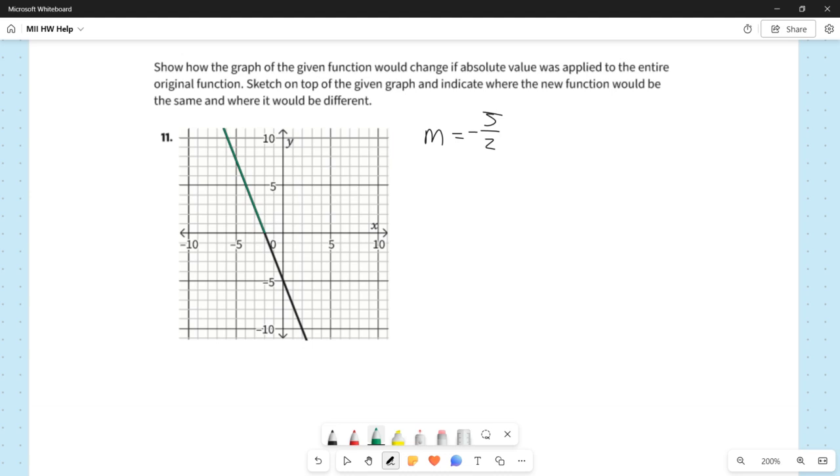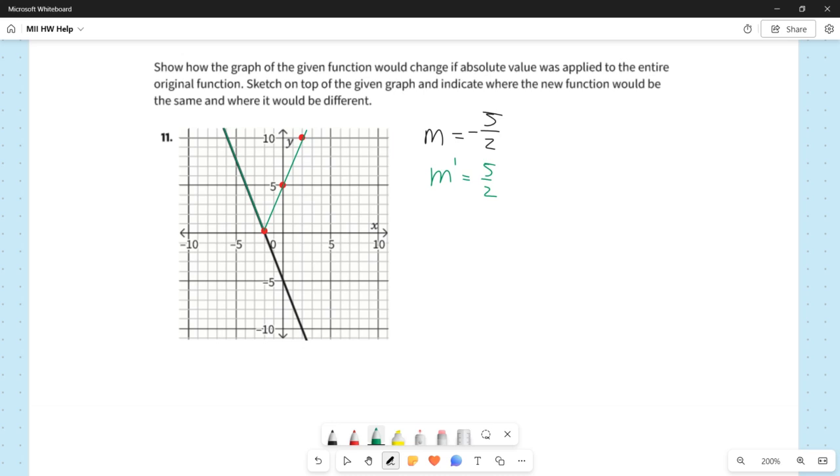It doesn't change. But now from here, I want to go back up. It's going to make a V shape. So now my new slope, we'll say m prime, is going to be positive 5 halves, because I don't want to go down anymore. I want to go up. So again, from that point right there, if I go up 5 and over 2, that brings me to there. And if I do it again, that brings me to there. And so if I complete my graph, I get that.